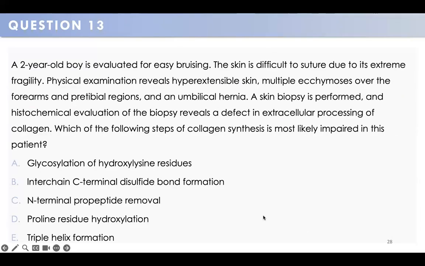Okay, question 13. A 2-year-old boy is evaluated for easy bruising. The skin is difficult to suture due to its extreme fragility. On physical examination, there is hyperextensible skin, multiple ecchymoses over the forearms and pretibial region, and an umbilical hernia. A skin biopsy is performed, and the histochemical evaluation reveals a defect in the extracellular processing of collagen. Which of the following steps of collagen is most likely to be impaired?